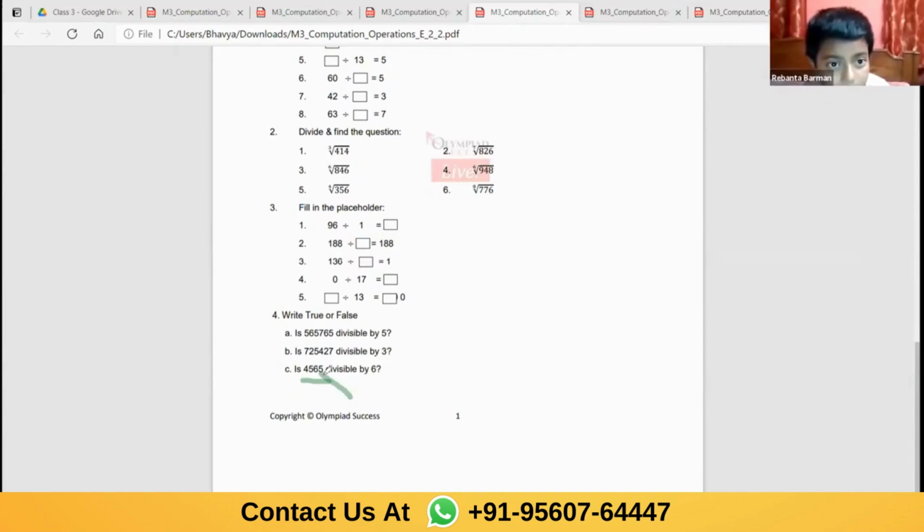5. See, whenever 0, 2, 4, 6 or 8 is at the ones place, then the number is an even number, and it is divisible by 2. But if I have 1, 3, 5, 7 or 9 at the ones place, then the number is always an odd number. And in the table of 6, no number is odd at all, because those numbers are divisible by 2 also.